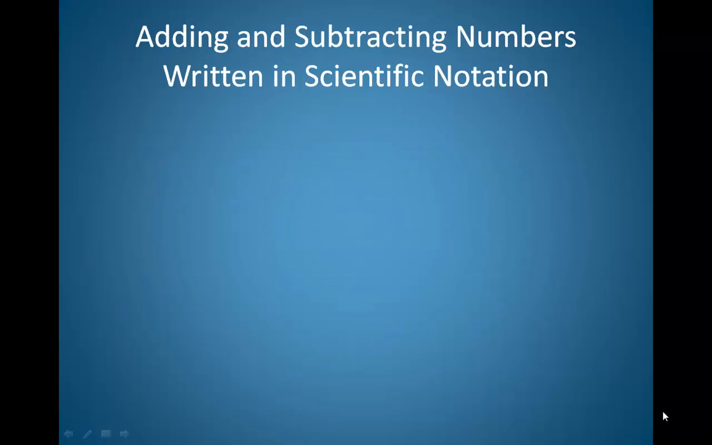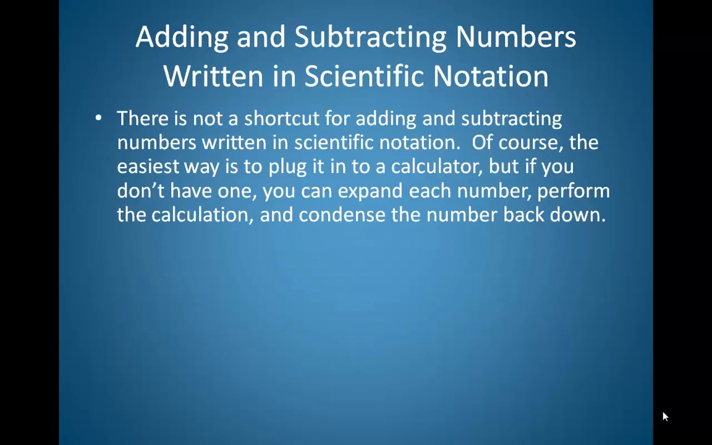Adding and subtracting. Unfortunately, there's not a shortcut. Of course, you can plug it into your calculator. That's going to be the easiest thing to do. But if you don't have one, you can expand each number, perform the calculation, and then condense the number back down to give your answer in scientific notation.